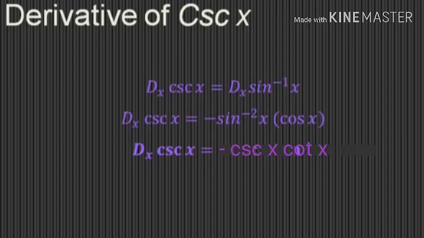And then the derivative of cosecant x. Dx cosecant x is equal to dx of sine x to the negative 1, because cosecant x is equal to 1 over sine x. So 1 over sine x is equal to sine x to the negative 1. By using the chain formula, dx of sine x to the negative 1, we get negative sine x to the negative 2 times the derivative of sine x, which is cosine x. So dx cosecant x is equal to negative cosecant x times cotangent x.